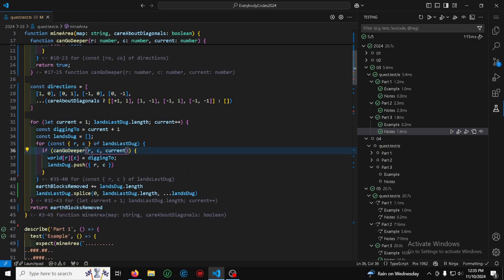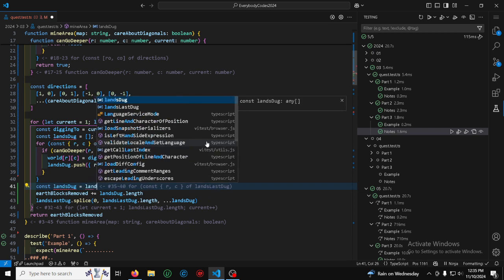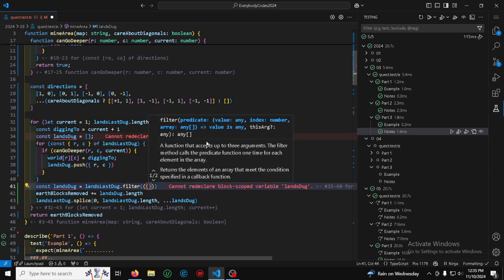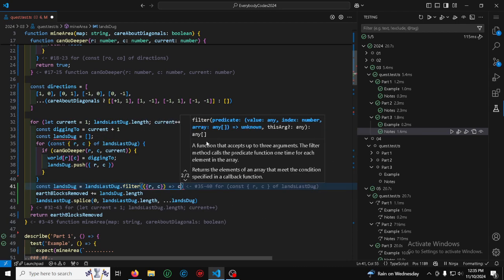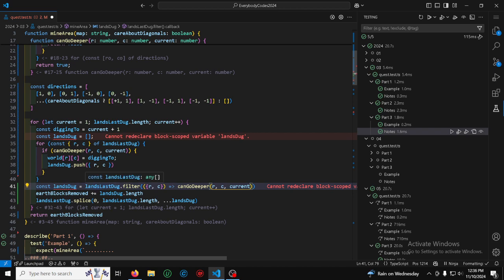Yeah, that can be broken down further. So for all of them, if you can go deeper, set it, and return the landsDug. So we're processing, we're filtering. const landsDug equals landsLastDug.filter, RC, canGoDeeper RC current. Now we filter, and then for every single one of these, we update the world, and then we basically keep it.